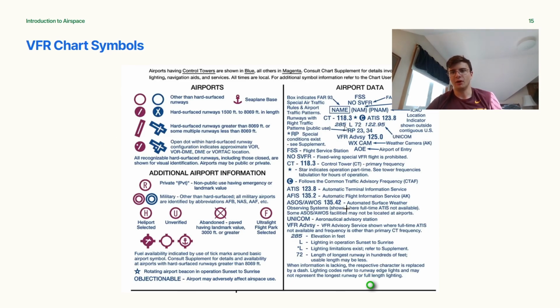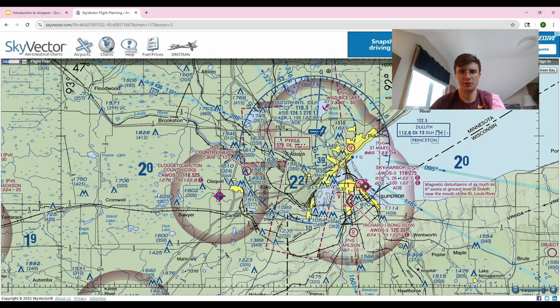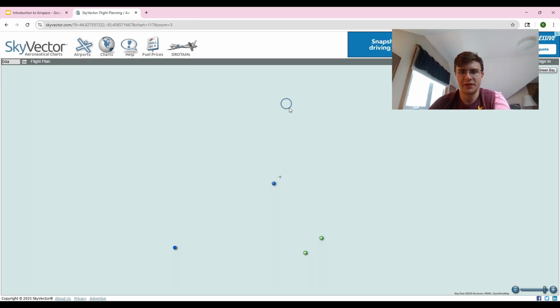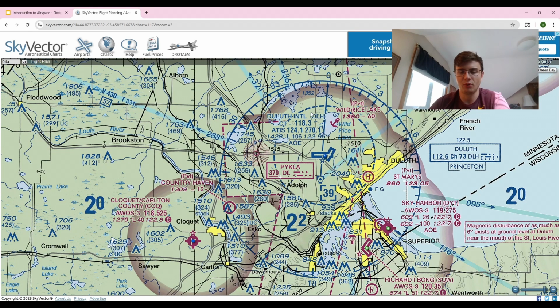Another big thing to know is how to read our airport's information. Let's take a look at Duluth, Minnesota here. Let's start from the top. Duluth International Airport. What kind of airspace is it? Well, it has that dashed blue line around it. What is the dashed blue line? That means it's a class Delta airspace. So it has a blue airport, so it has a control tower. We know that we're going to be talking to a controller.